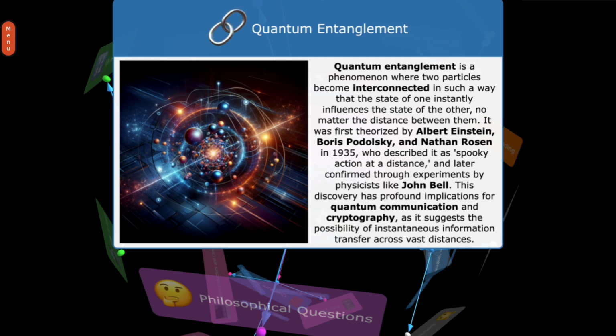Quantum entanglement is a phenomenon where two particles become interconnected in such a way that the state of one instantly influences the state of the other, no matter the distance between them. It was first theorized by Albert Einstein, Boris Podolsky, and Nathan Rosen in 1935, who described it as "spooky action at a distance," and later confirmed through experiments by physicists like John Bell. This discovery has profound implications for quantum communication and cryptography, as it suggests the possibility of instantaneous information transfer across vast distances.